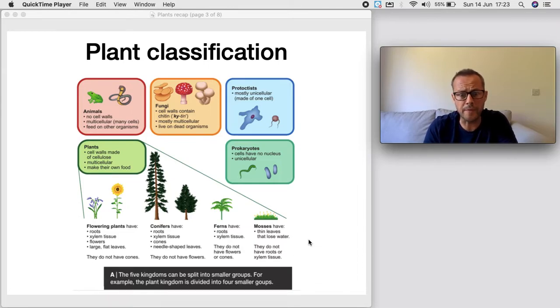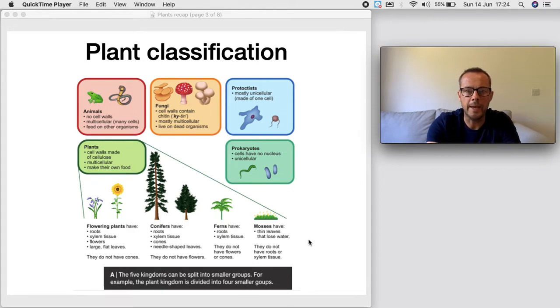Another group are the ferns. They'll have roots and xylem tissue to carry water around. They don't have flowers or cones, and they have a stereotypical kind of ferny leaf. Then there are the mosses. Mosses have very, very thin leaves that lose lots of water, so normally mosses are in very, very damp areas where they don't have to worry about losing too much water. Very low down, very small. They don't have roots and xylem tissue to carry that water around, so again, they need to be in damp conditions. So none of that should be new, it's just a quick recap so you know where we are going from.